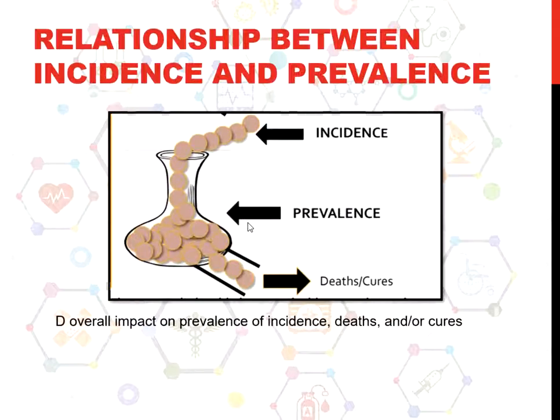So, minsan, equal ang prevalence. Hindi siya nababago kahit may dumadagdag na bago. Kasi, pwedeng pareho yung dinadagdag at pareho din yung nababawas. Overall impact of prevalence of incidence, deaths, and cure. So, prevalence can remain the same if incidence is equal to the deaths and the cures. So, paano bang isa pang example nan?